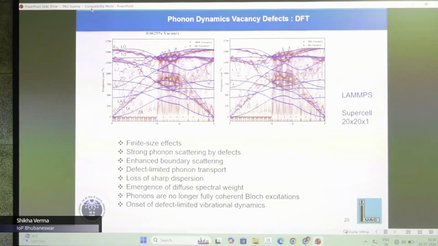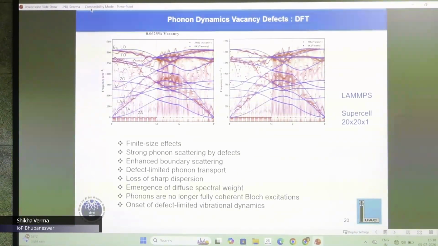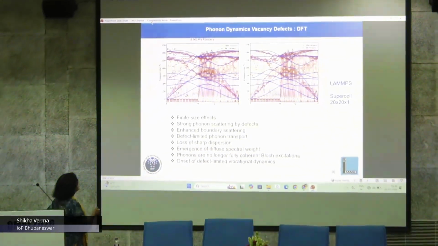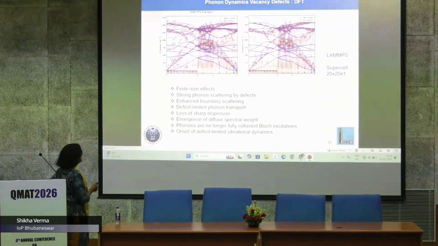This is a DFT calculation using the vacancies. So this is a little busy curve. The blue lines are at 0 Kelvin with this vacancy, 0.6% vacancy in the system.